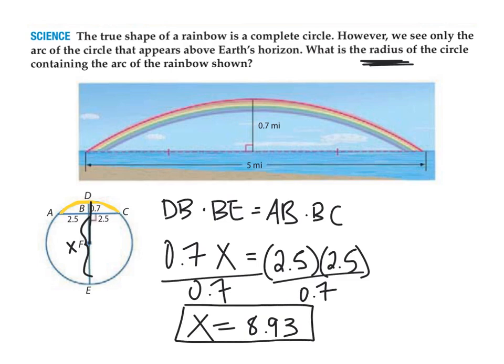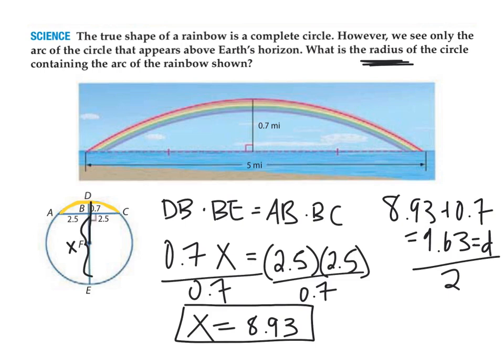So if we take 8.93 and then add 0.7, that's going to give us the entire diameter. So let's do that first. 8.93 plus 0.7 is going to give us 9.63. So that's going to be the diameter of the circle, and this says what's the radius, so we just have to divide that by 2. So now we're going to divide 9.63 by 2, and let's just round it to 4.8. So the radius of this circle would be 4.8.